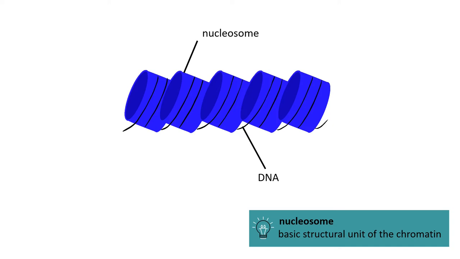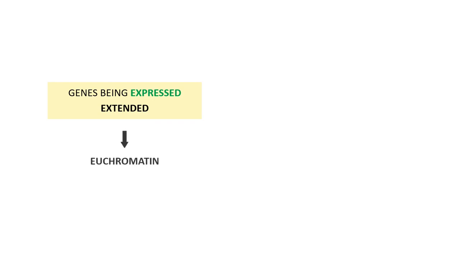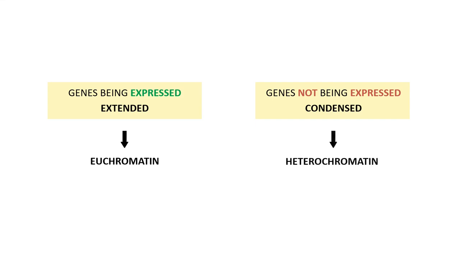The structure of the chromatin is not the same in every part of the chromosome. Parts of chromosomes that contain genes that are being expressed are more extended and are called euchromatin. On the other hand, regions of chromosomes that contain genes that are not being expressed are more condensed and are referred to as heterochromatin.